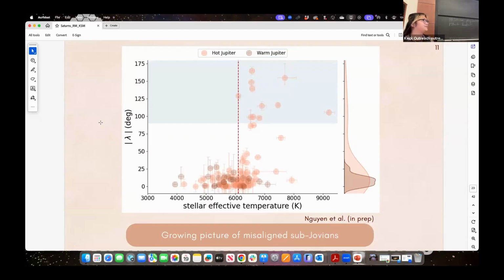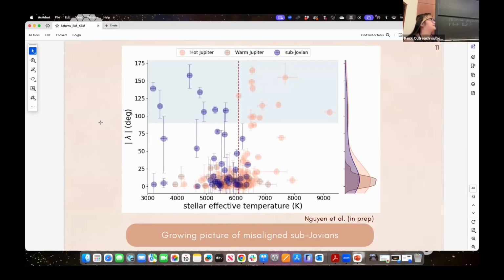So going back to our Jupiters plot, I've also added sub-Jovian planets here. And for our case, I've defined sub-Jovians as less than 0.4 Jupiter mass, and hot Jupiters and warm Jupiters as being greater than 0.4 Jupiter mass. You can see that it's very interesting how sub-Jovians are more misaligned than Jupiters, especially around cool stars.